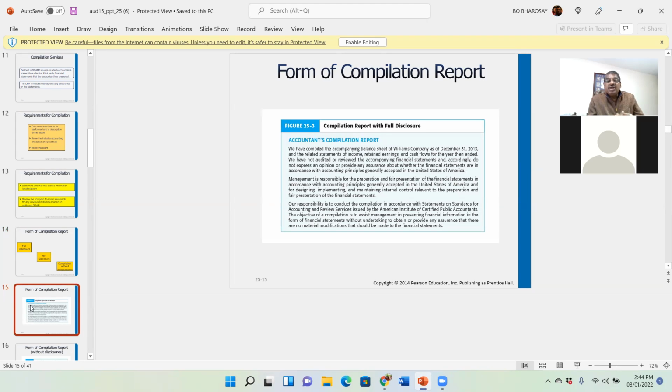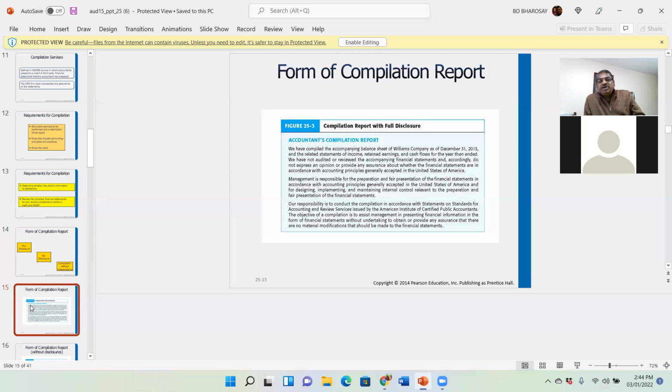We're saying we have compiled the accompanying balance sheet of Williams Company as of December 31st, 2013, and the related statements of income, retained earnings, cash flow for the year then ended. We have not audited nor reviewed the accompanying financial statement and accordingly do not express an opinion or provide any assurance that the financial statement are in accordance with accounting principles generally accepted in the United States of America.